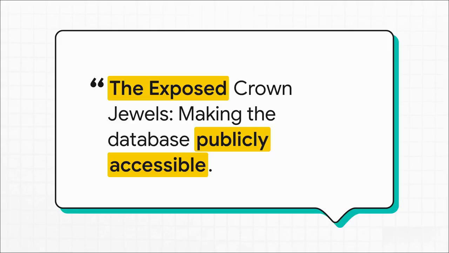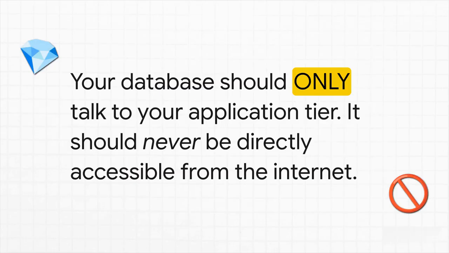All right. Next up is breach number 2, the exposed crown jewels. This is the truly disastrous mistake of putting your database in a public subnet, or even worse, giving it a security group rule that allows access from the internet. Let me be completely 100% clear on this. There is almost never a valid reason for your database to be directly accessible from the public internet. It holds your most valuable data. It should only, and I mean only, accept connections from your application tier, which is itself protected by its own security group. Anything else is just an unacceptable risk, period.